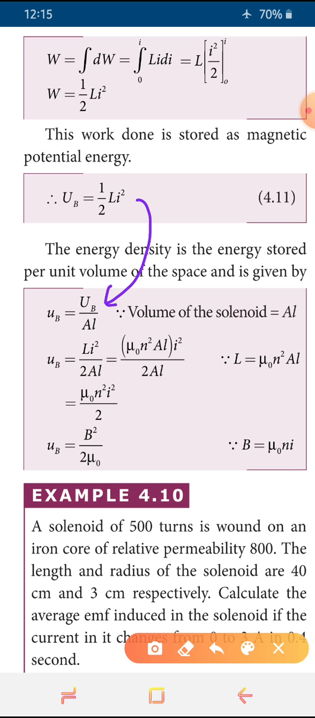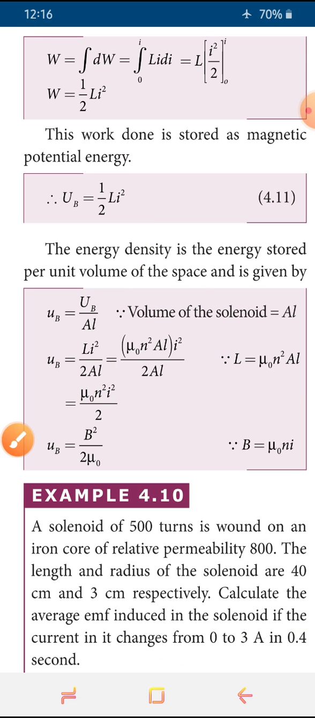So it will become half L I square. It is written here, and the rest, AL, is written as it is. Then we are expanding the L. We got the L in the previous derivation, before the energy storage, see the 214 first half: the L value is mu naught n square AL, that is substituted. Then AL gets cancelled, and the next step is mu naught n square I square divided by 2.